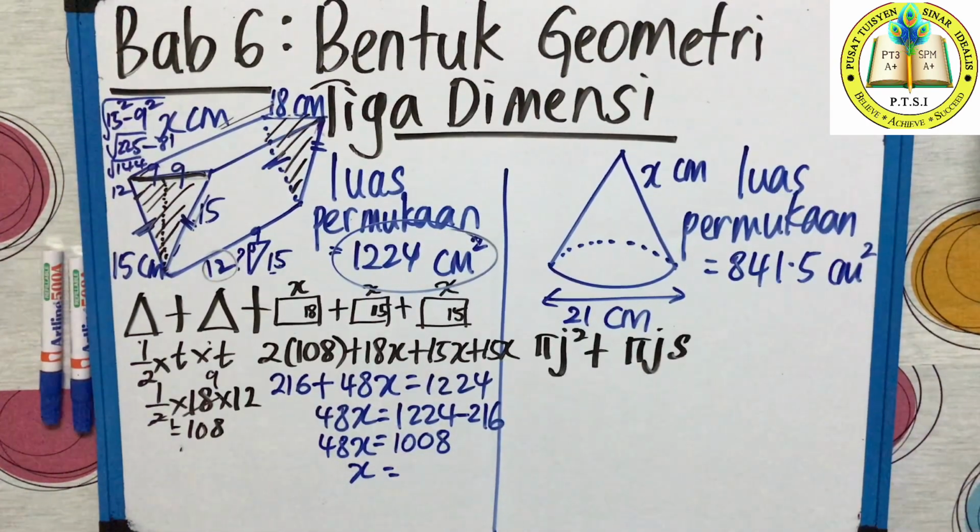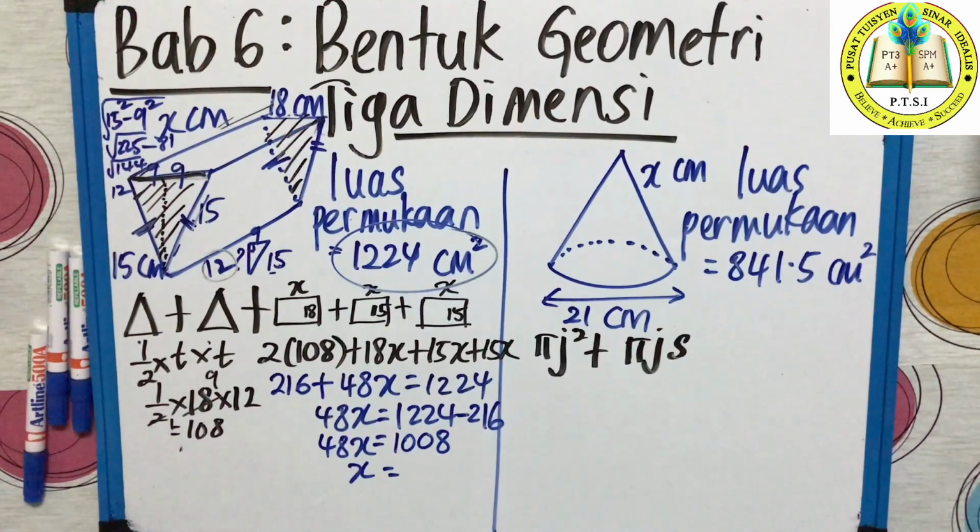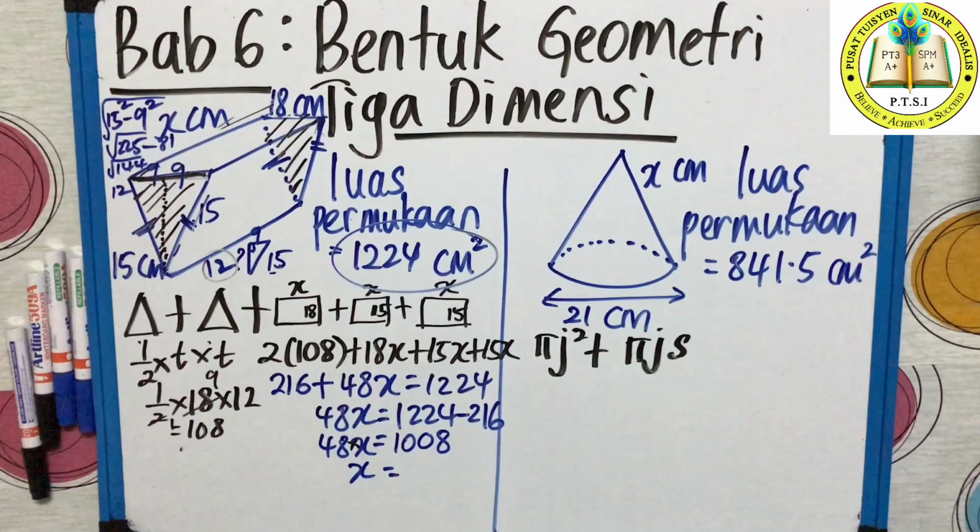Apa cikgu bagi tahu tadi? 48x is actually 48 times x. So go there, it must be divide. So 1008 divide 48. Divide and over is the same only. So you get the answer x equals 21.